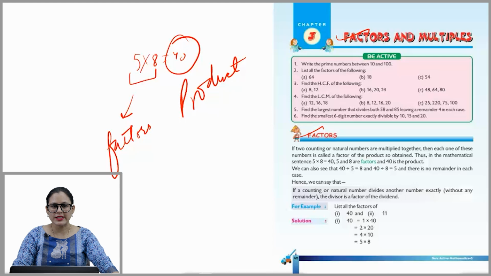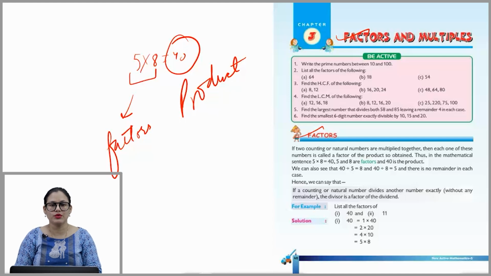We can also see that 40 divided by 5 is equals to 8 and 40 divided by 8 is equals to 5, and there is no remainder in each case. Hence, we can see that if a counting or natural number divides another number exactly without any remainder, the divisor is a factor of the dividend. For example, list all the factors of 40.